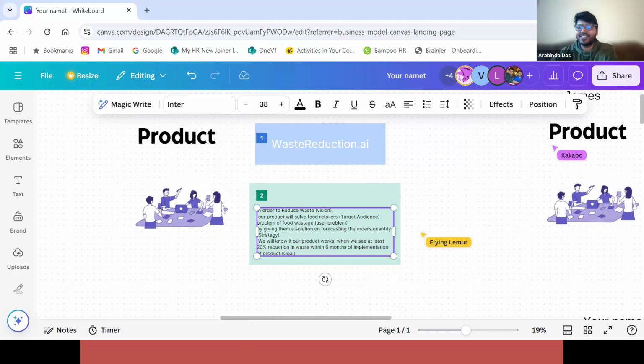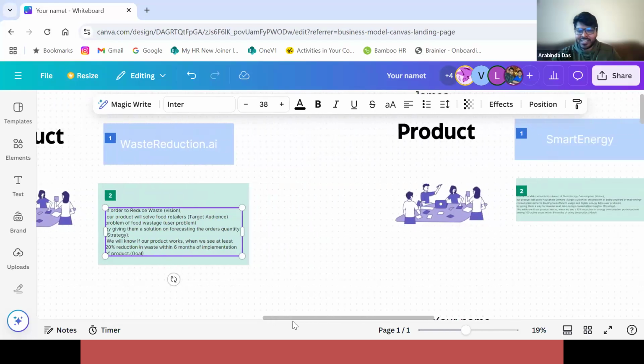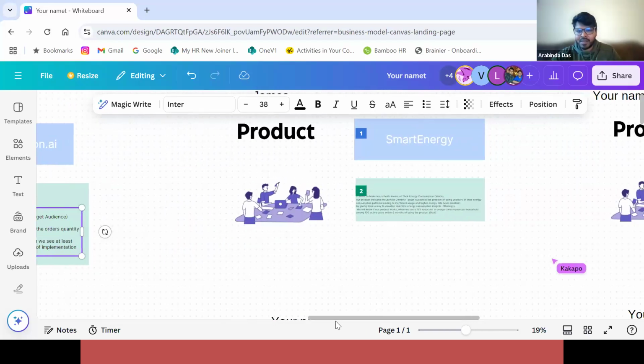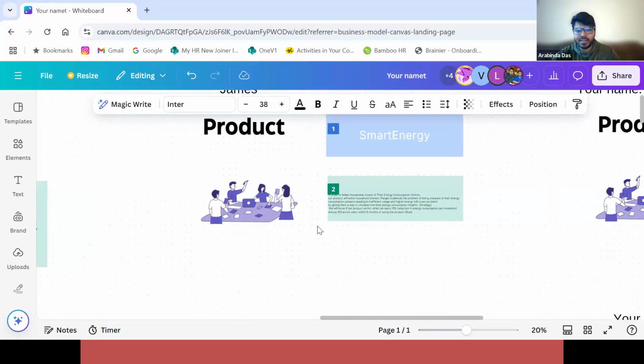Amazing. That's the first one I've seen like this. Lalita, your product definition is awesome. It's like 100% perfect. I haven't got my own product definition 100% perfect till date. So that's a very win-win situation for you. Let's go to the next one. Smart energy. Wow, that's something very cool.